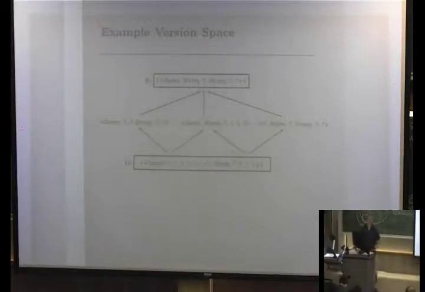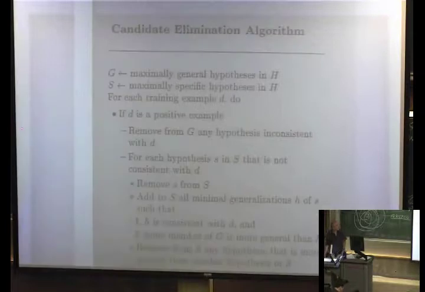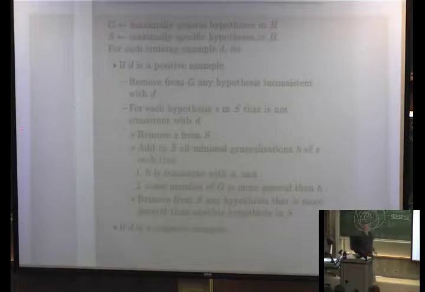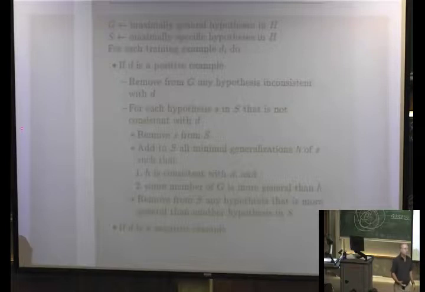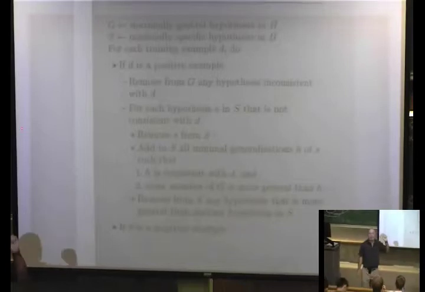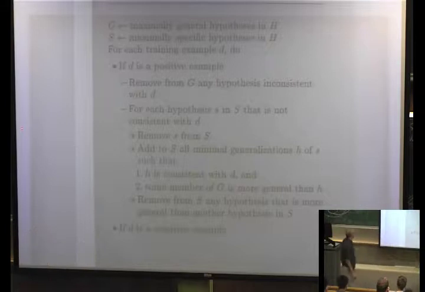Let me show you the algorithm. It's a little complicated. You will definitely need to go over the book and over the details. The algorithm is called the candidate elimination algorithm. And notice that there is no variable in it for the version space itself, because the version space itself is not represented explicitly. There are just two major variables, G and S. There are two sets. G is the maximally general set. S is the maximally specific set.